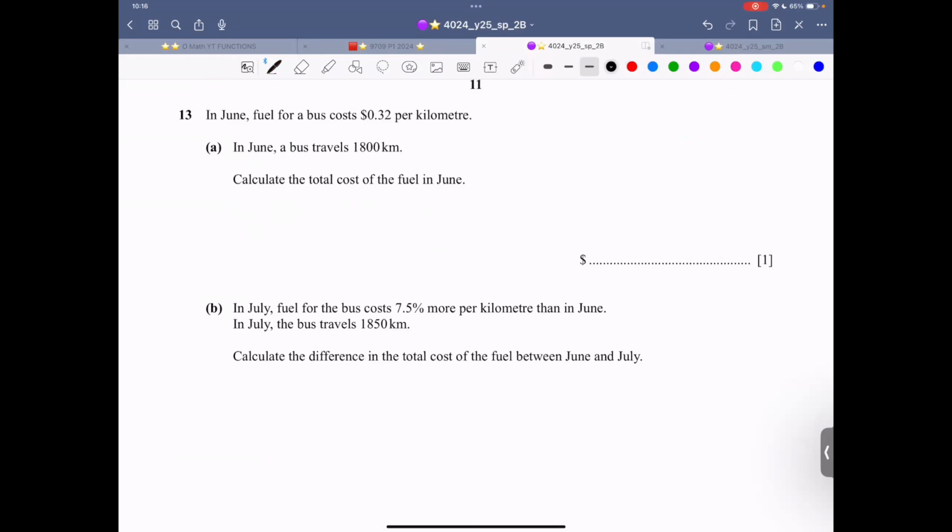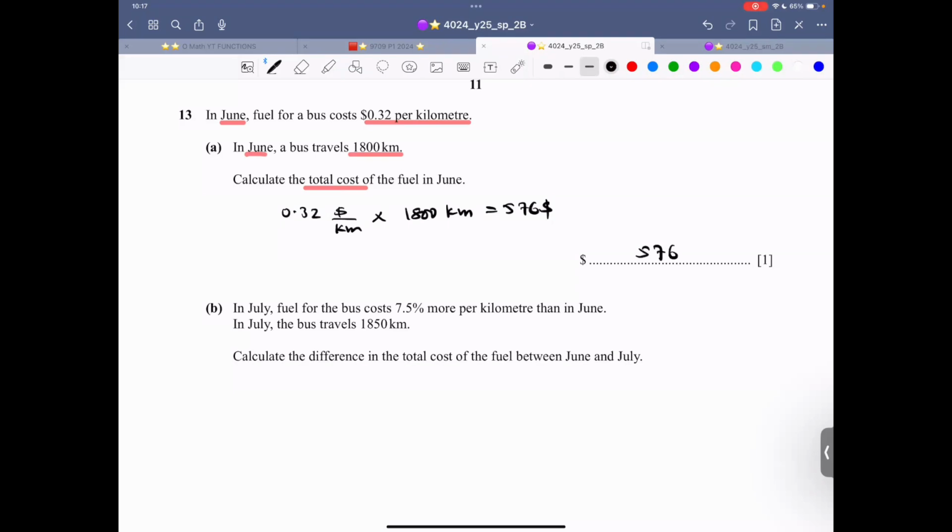It says in June, let me highlight it. So now this is for the month of June. Fuel for a bus costs 0.32 dollars per kilometer. In June, a bus travels 1800 kilometer. Calculate the total cost. Simple multiplication. So this is 0.32 dollars per kilometer multiplying with 1800 kilometer. Kilometer cancels. Let me grab my calculator. 0.32 into 1800. This comes out to be 576. So right over here also $576.